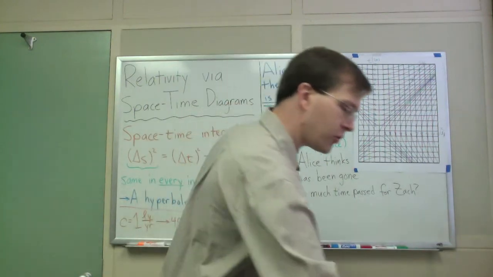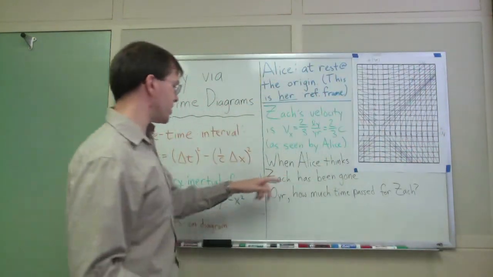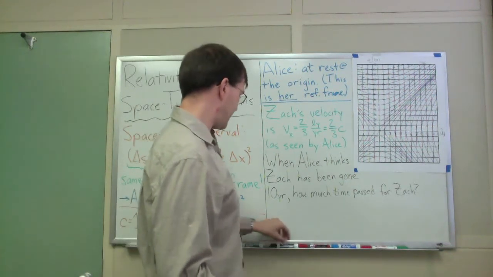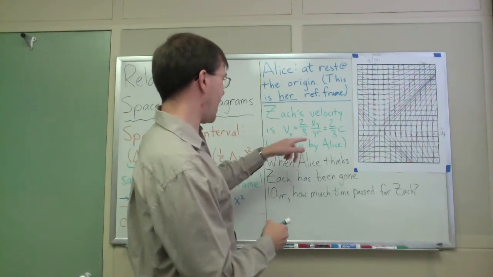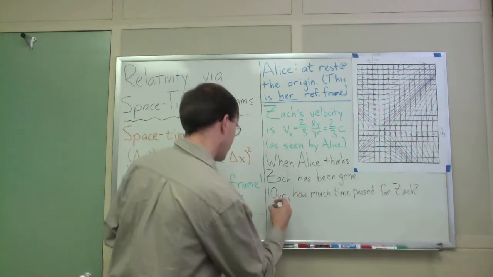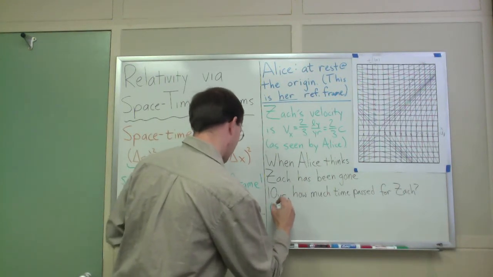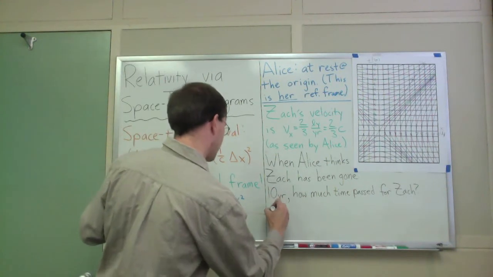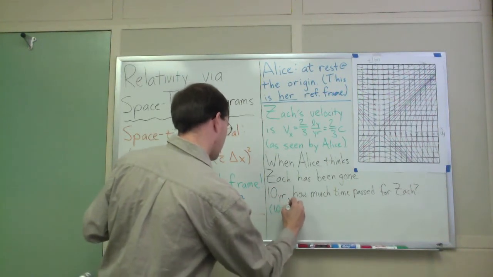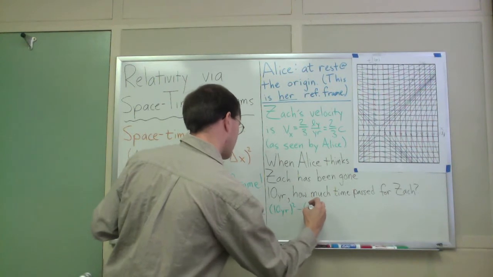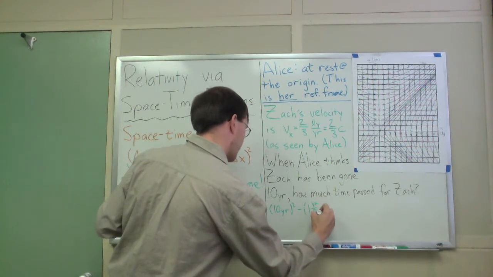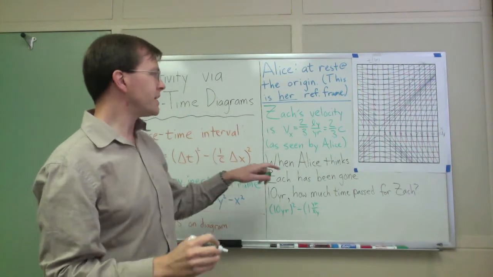Well, first let's do it the calculation way using the space-time interval. I know that the time that has passed is 10 years, so delta t squared is 10 years squared minus, with 1 year per light year being 1 over c, times my delta x.